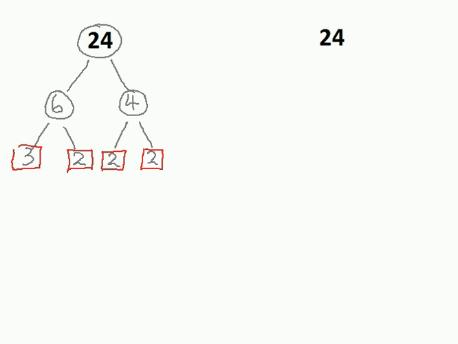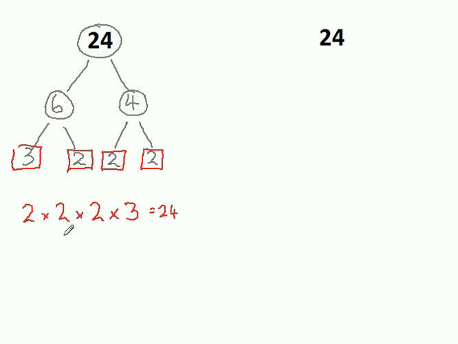So what I'm going to do now is write down all of the factors of 24, and we've got 2, 2, 2, and 3. If we multiply all of those back together, we get 24, so that works.